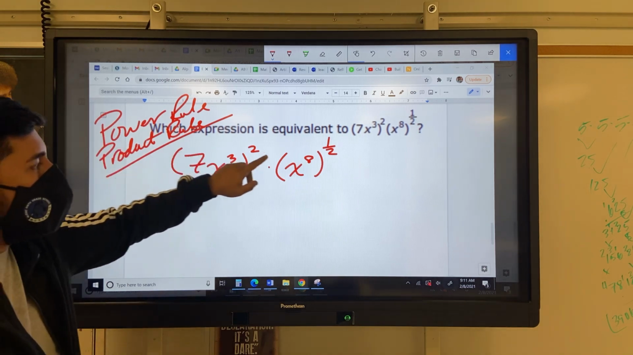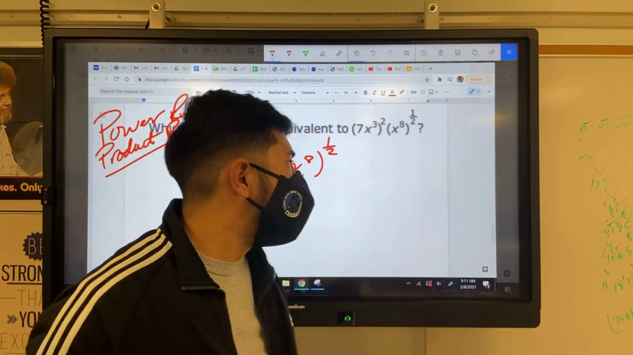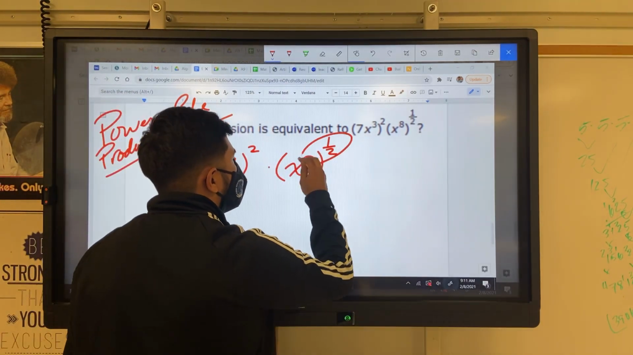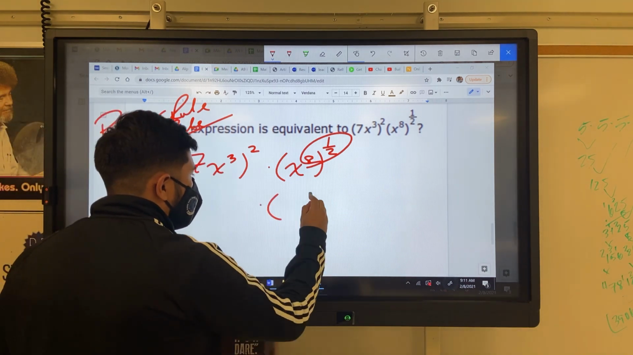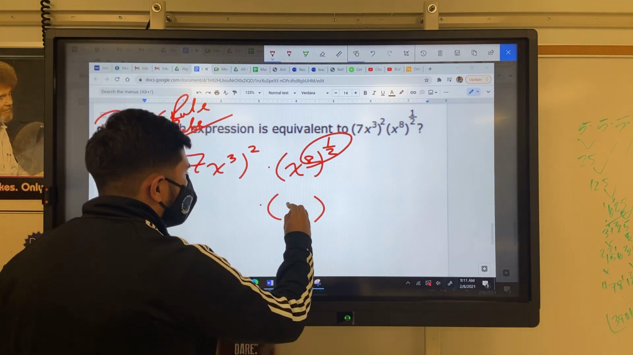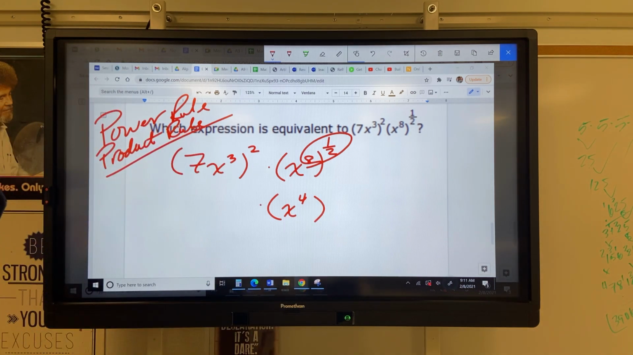Power rule. The power rule states at the very top, for exponents you must multiply. So multiply these two beautiful exponents, 8 times half. You should get x to the 4.